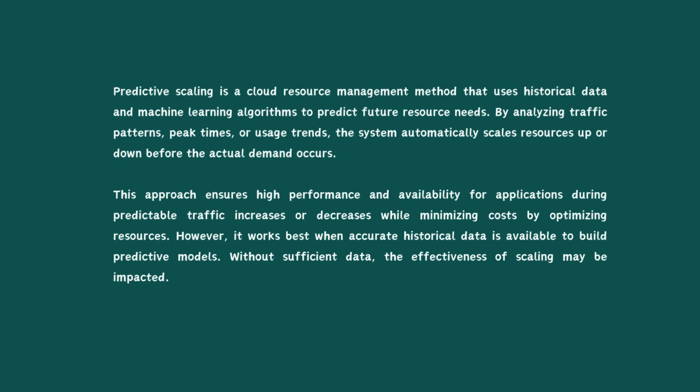This approach ensures high performance and availability for applications during predictable traffic increases or decreases while minimizing costs by optimizing resources. However, it works best when accurate historical data is available to build predictive models. Without sufficient data, the effectiveness of scaling may be impacted.